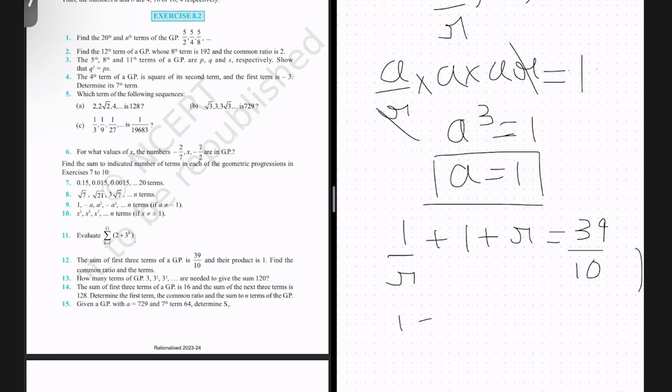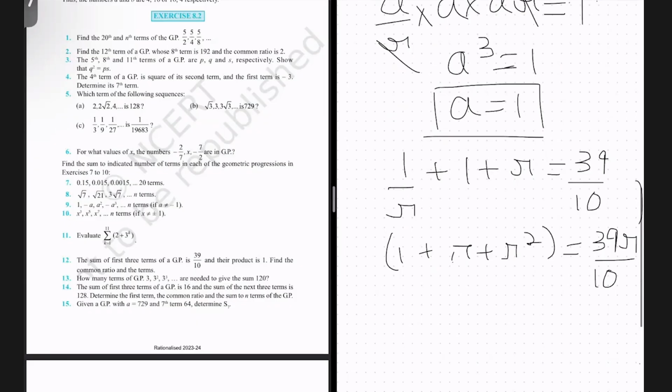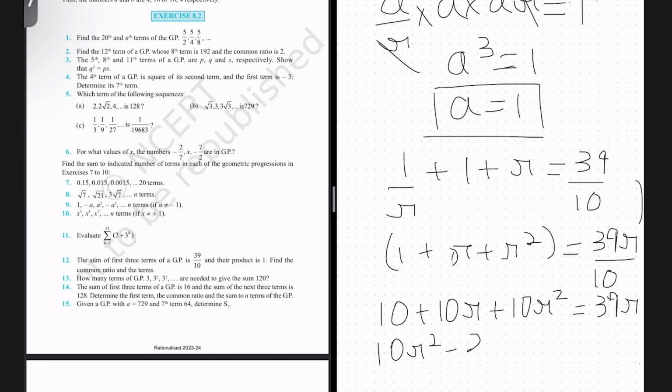So what I now get is 1 plus R plus R square equals 39R by 10. Multiplying both sides by 10, I get 10 plus 10R plus 10R square equals 39R. Taking the 39R onto the LHS, you now get 10R square minus 29R plus 10 equals 0.